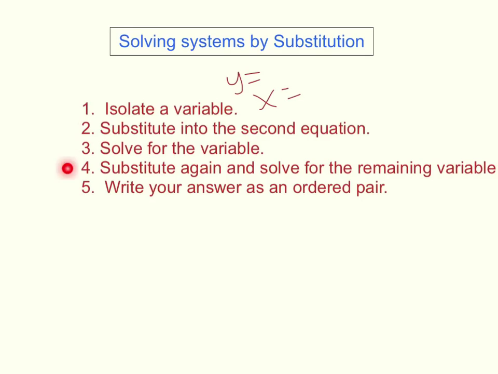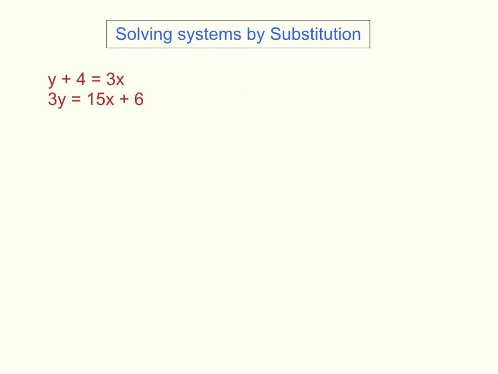So these steps might make a little bit more sense when you see the example. So let's go ahead and do an example. Okay, so remember we said we wanted to isolate a variable first. So I'm going to look at this first equation, and I know that if I subtract the 4, then I can get it into y equals. So that's what I'm going to do first. 3x minus 4. So now I have a y equals. I've isolated one of my variables. Now you just have to substitute. If y equals 3x minus 4, then in my second equation, I can plug that in for my y. Because now I know that y equals 3x minus 4.